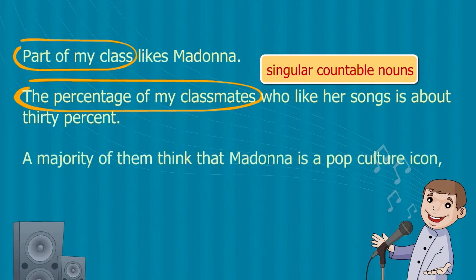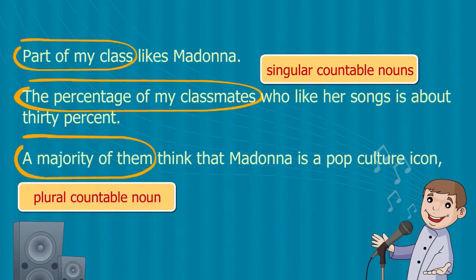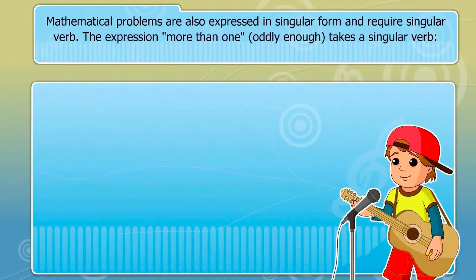However, in the sentence, a majority of them think that Madonna is a pop culture icon, the subject is used as a plural countable noun. Therefore, as per the rule, a plural verb think is used here. Mathematical problems are also expressed in singular form and require a singular verb. The expression more than one, oddly enough, takes a singular verb. More than one musician has tried this.